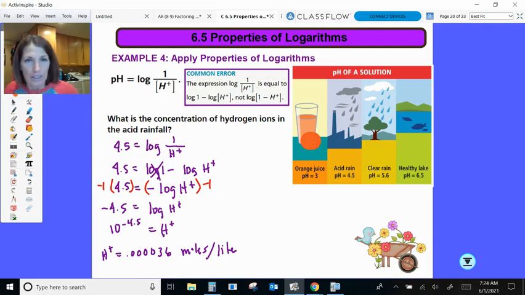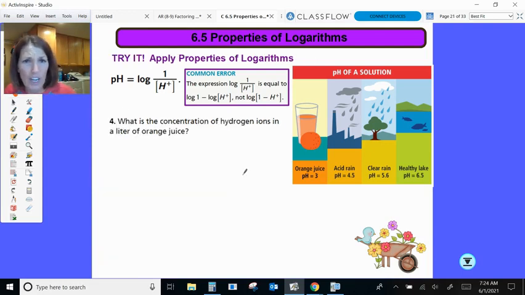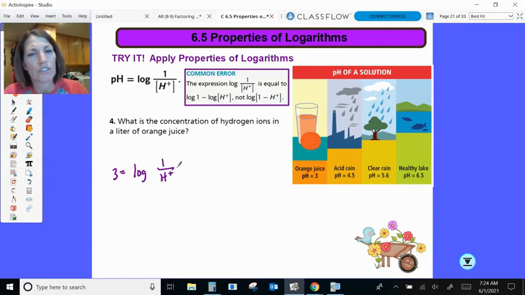It says now, what's the concentration of hydrogen ions in orange juice? Well, we just come over here and look at our orange juice, and this time it would be 3 equals the log of 1 over hydrogen concentration. I'll let you solve that if you'd like to do that.